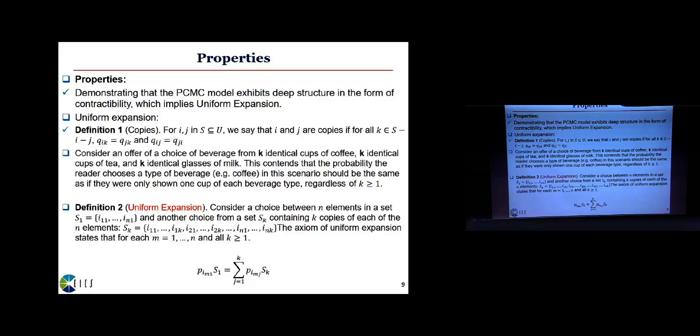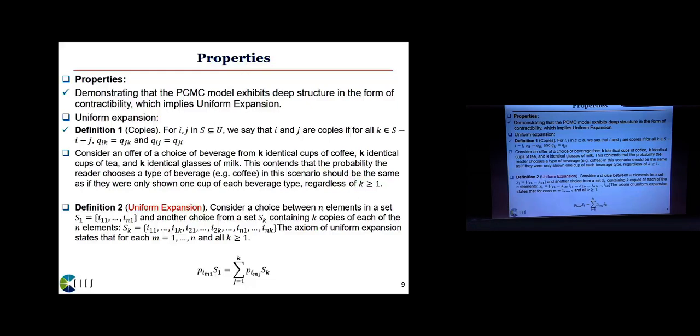For i and j in S as a subset of U, we say that i and j are copies with each other if, for all k as a member of S minus i minus j, we have these two expressions. So we consider, for example, a choice of beverage for k identical cups of coffee, k identical cups of tea, and k identical glasses of milk. This contends that the probability that the reader chooses a type of beverage in this scenario is the same as if they were shown just one cup of that beverage, regardless of the values of k equal to or greater than 1.